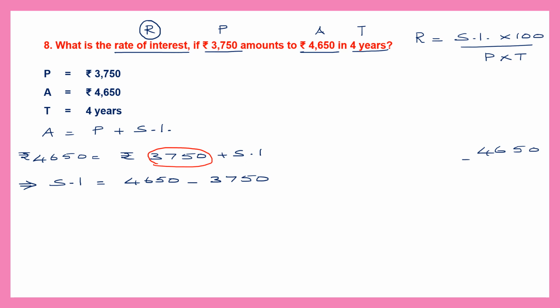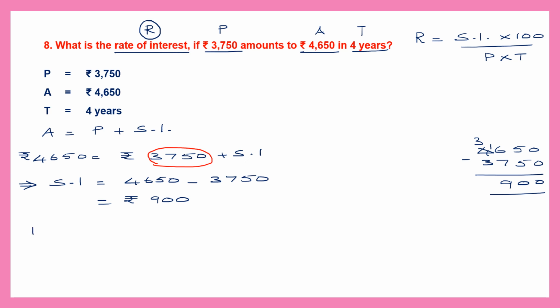4,650 minus 3,750. So that is 0. 5 minus 5 is 0. 6 minus 7 you can't do, you borrow. 16 minus 7 is 9. So that's 900. So simple interest is 900 rupees.